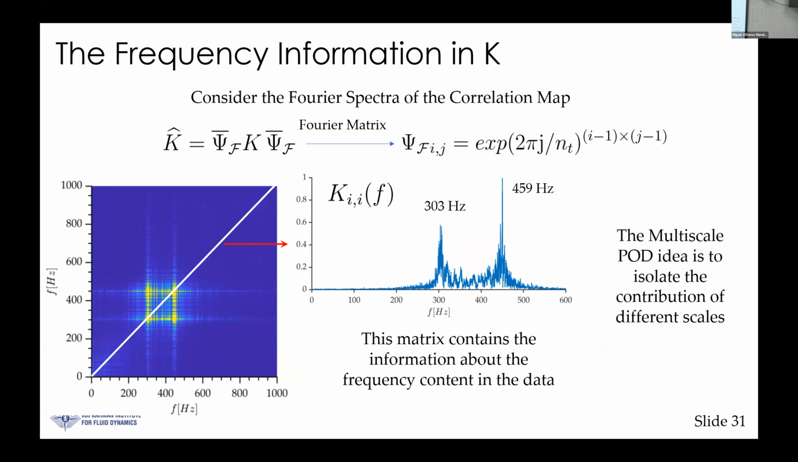Okay. Before I was looking at the information in time of K. Now I'm looking at the information in frequency of K. And if I look at the diagonal of that, you will observe this spectrum. Indeed, we have 303 Hertz, which was the first transient, and 459, that was the other transient.